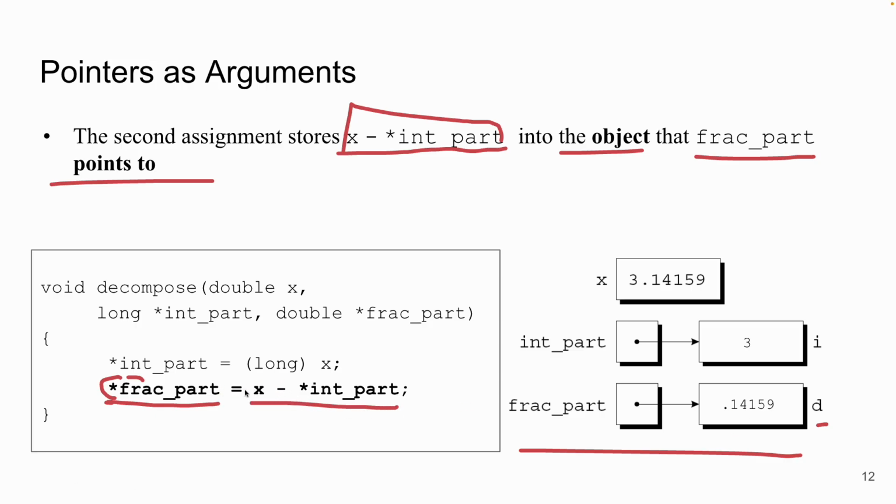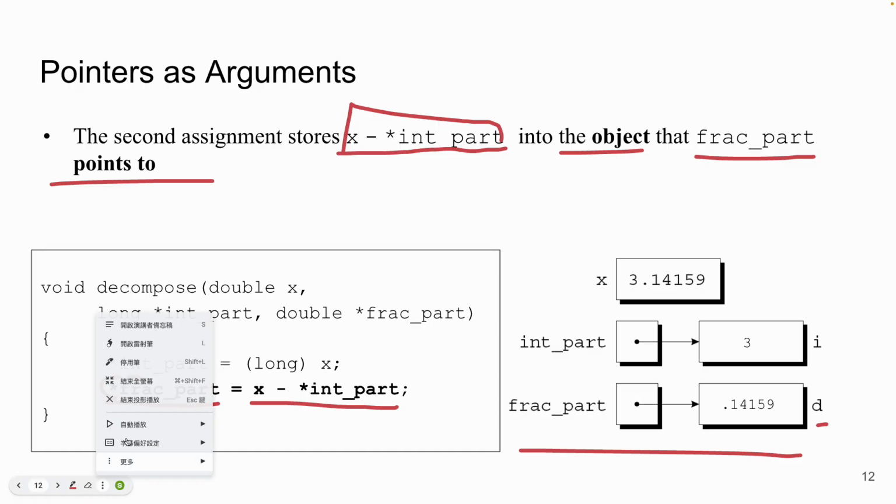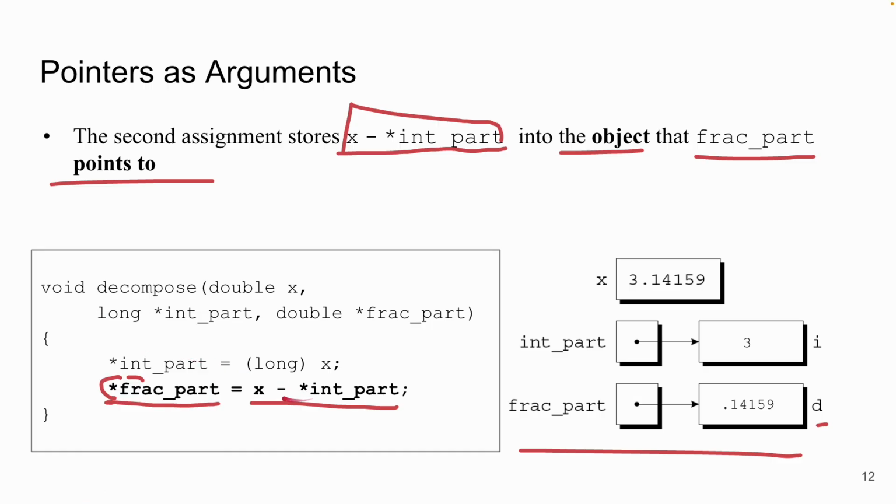And what this expression wants to do is that it just subtracts *int_part from x. So what is stored inside the object pointed to by int_part?